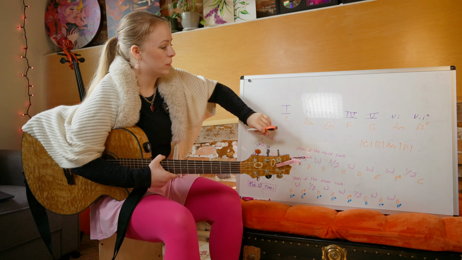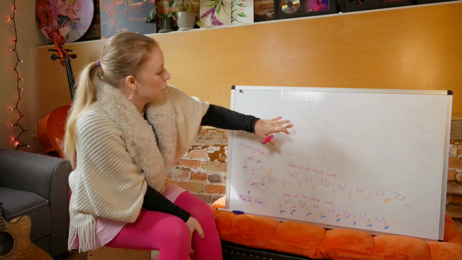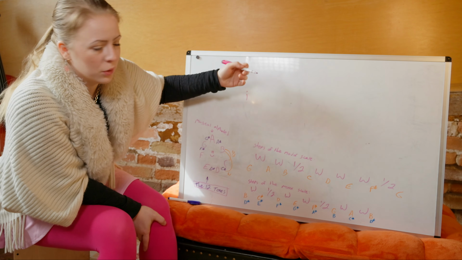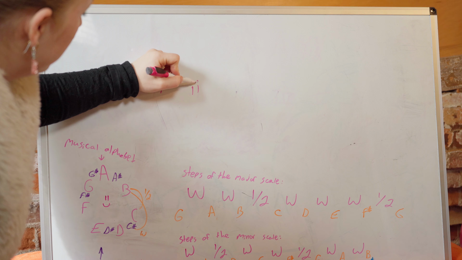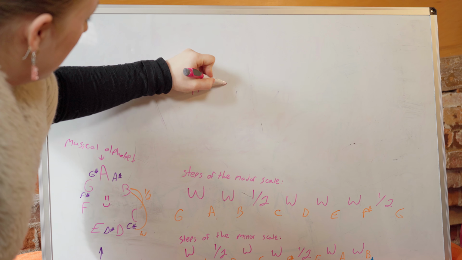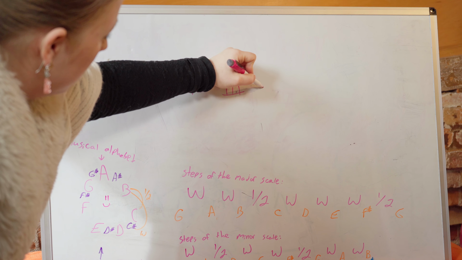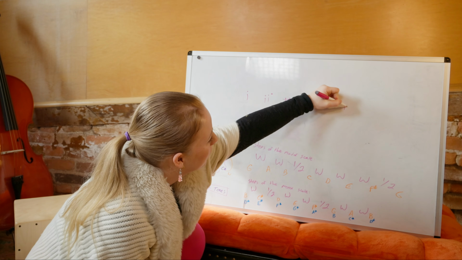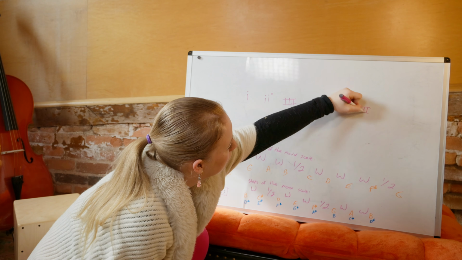Let's quickly, before we wrap up, do an example of a minor key so you can figure out how to do that. So the Roman numerals for a minor key, they're still 1 through 7, but different ones are major and minor. 1 is minor, 2 is our diminished chord, 3 is major, 4 and 5 are minor, 6 is major, and 7 is major.